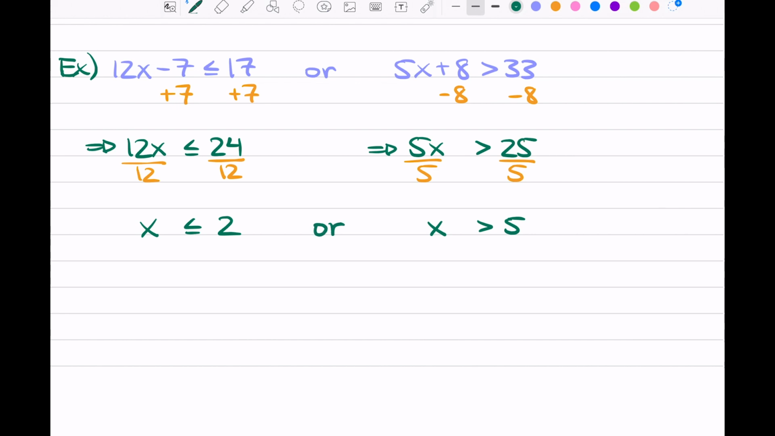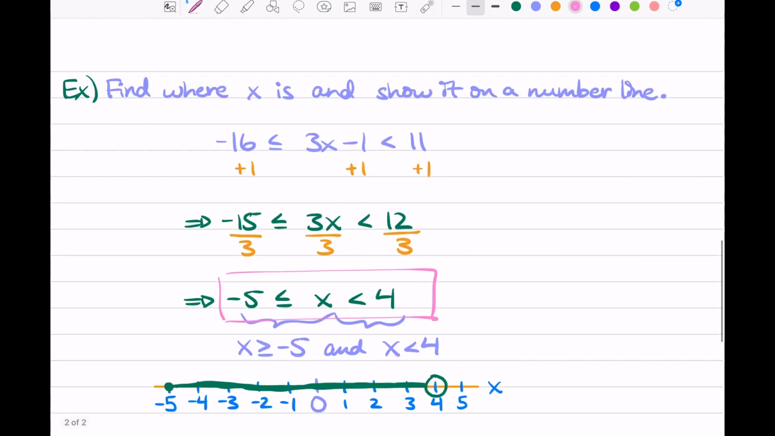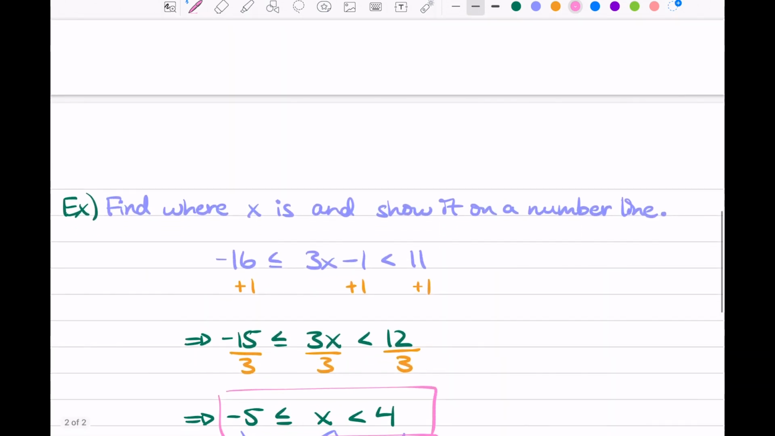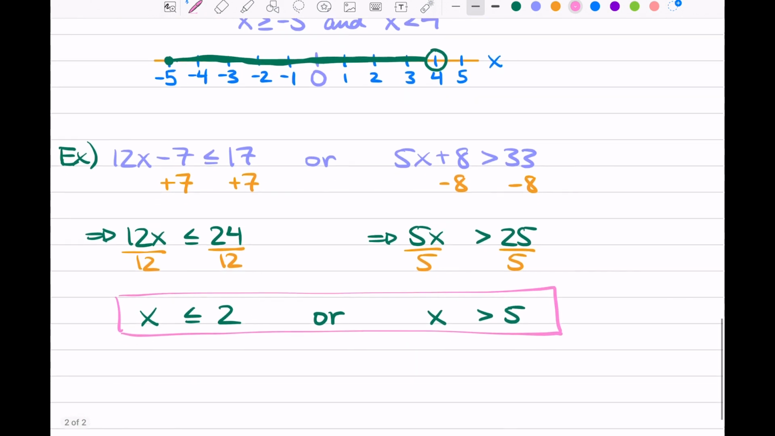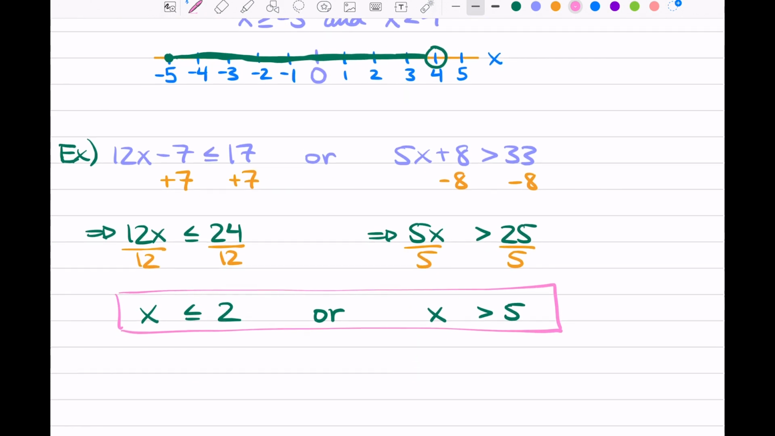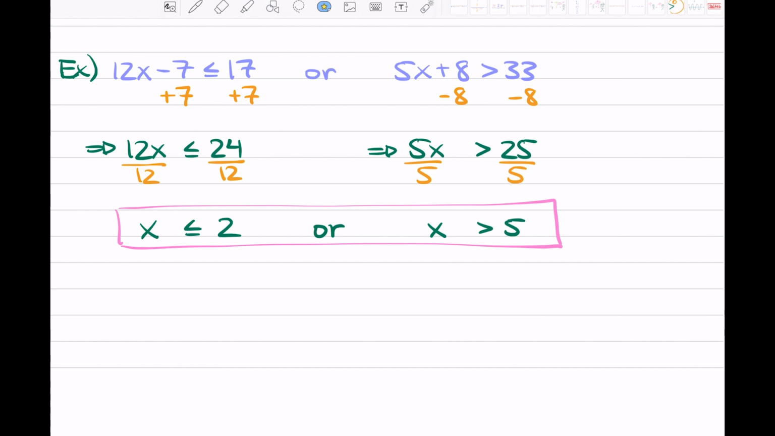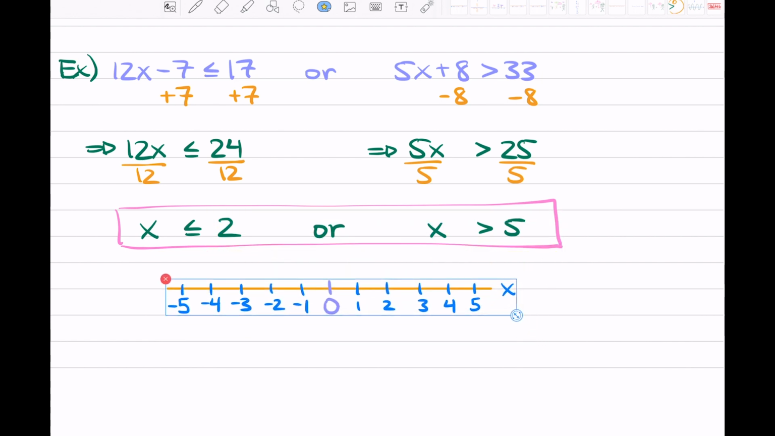All right, so x is less than or equal to 2, or it's greater than 5. So we simplified it. We got x by itself, and now it looks like our original example. So a lot of algebra is going to be unwinding the mess and getting x by itself. And that's really what is going to be the challenge here, making sure we do the same thing on both sides and keeping things organized. So let's go ahead and put our clues on the number line.